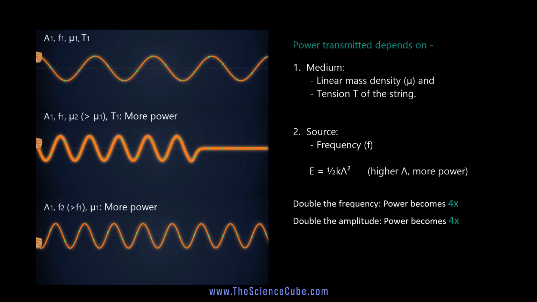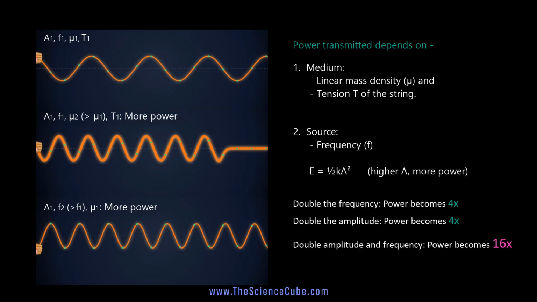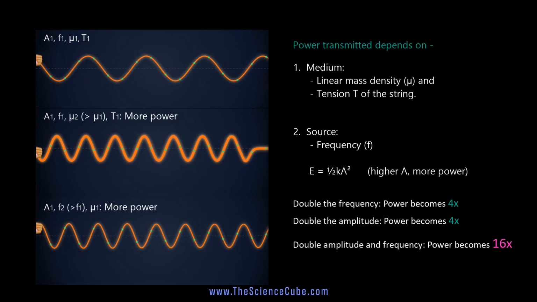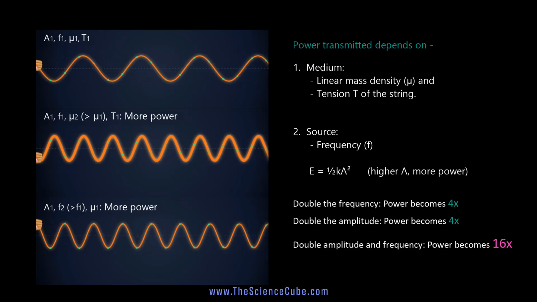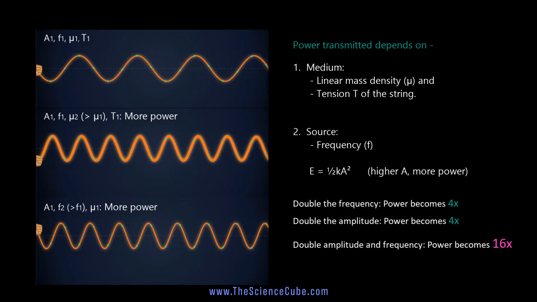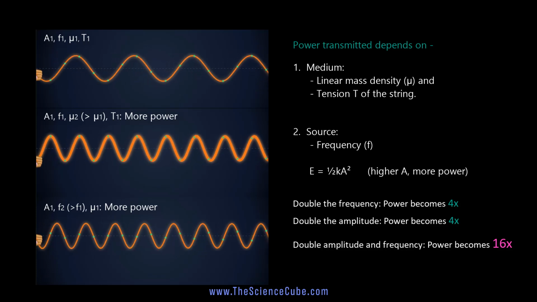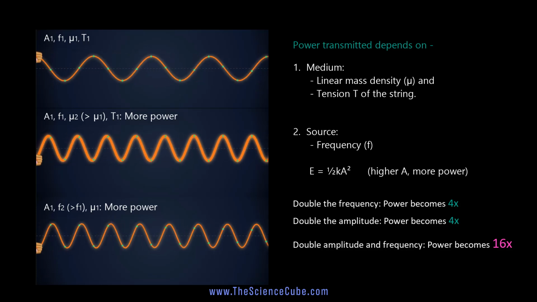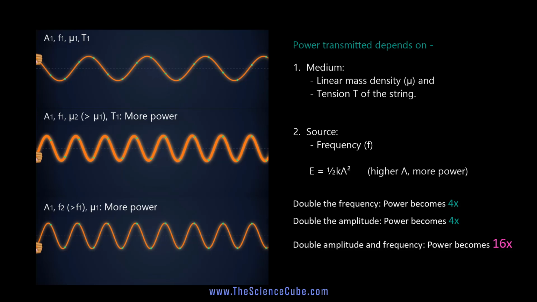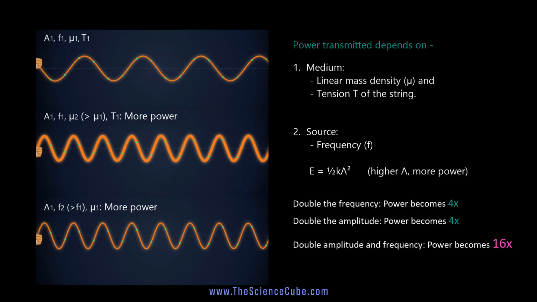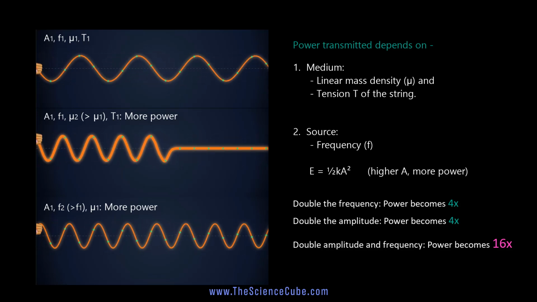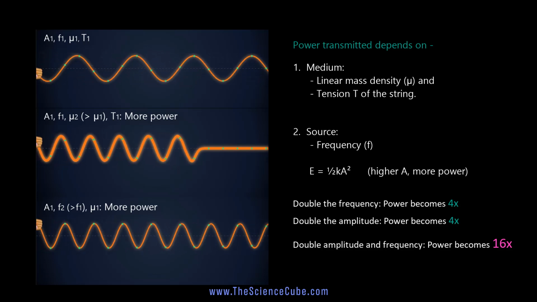But what if you double both? You've just increased your power output by a factor of 16. That's why high frequency, high amplitude waves are so much more expensive for the source to create. That is, the source requires a lot more energy to get this kind of multiplier effect.